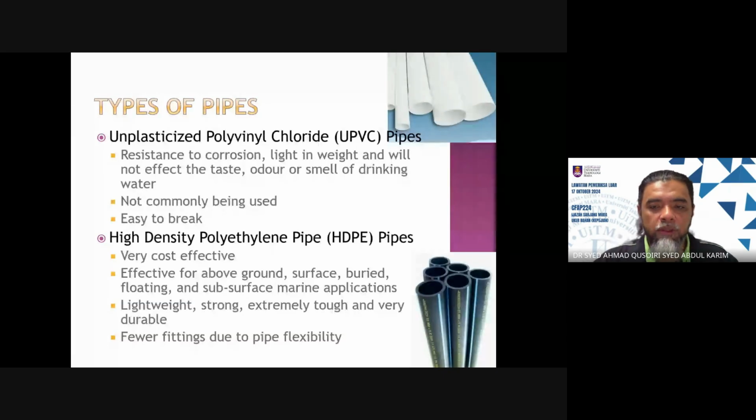Okay, UPVC pipes, you can see at the top. This one is white in color. If it's white UPVC pipes, usually it is being used for electrical conduits. The ones being used for water pipes are gray in color, right? So they are resistant to corrosion, light, and will not affect the taste and odor of drinking water. So it's very easy to handle. You do not need cranes and such to put the pipes into position.